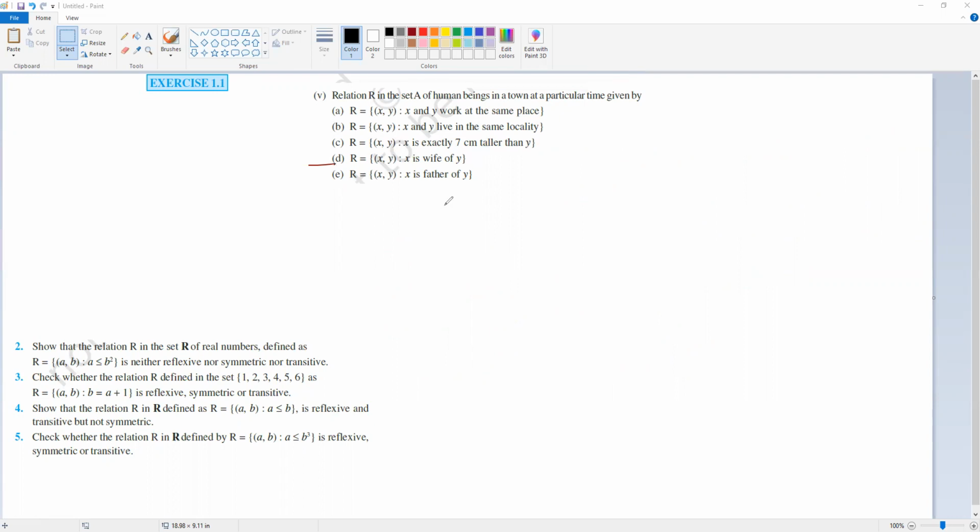x comma y रिलेशन में आएगा, और x is related to y मतलब x is wife of y. So reflexive है क्या? x comma x. No, sir. राइट, क्योंकि एक पर्सन खुद का वाइफ नहीं हो सकते, राइट? Now symmetric है क्या?